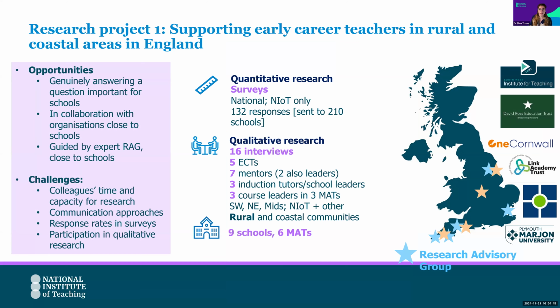Brilliant. So this was a mixed method study, as you can see here. We did surveys across the country and we did qualitative research in particular areas. We did this in 9 schools across 6 multi-academy trusts. And the areas, if you see on the right-hand side, we were supported by a research advisory group, which is another way in which we wanted to make sure this project stays very close to schools.